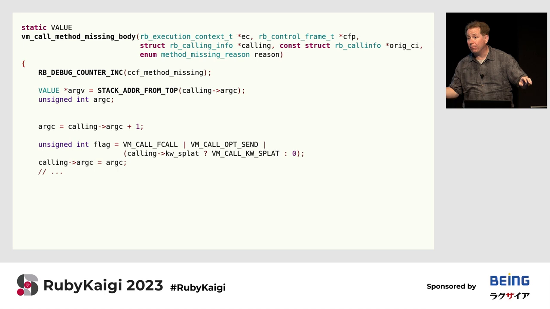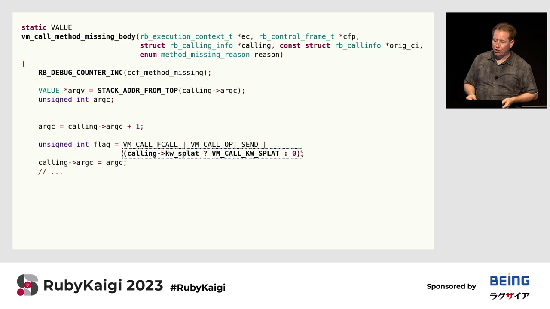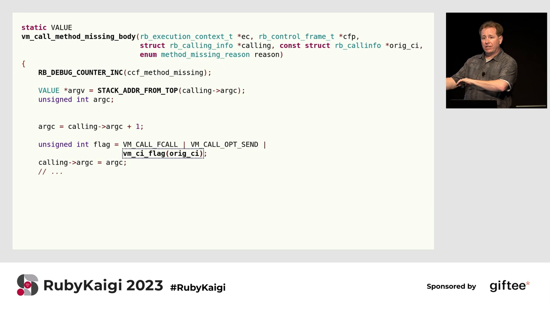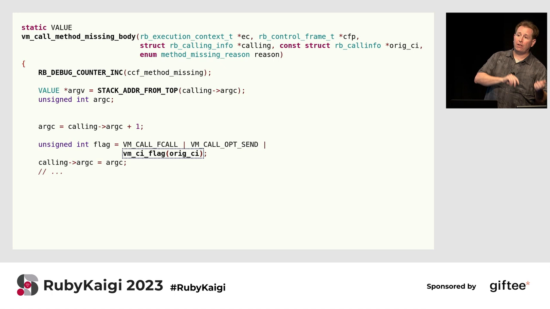So the calling flags include information about whether the call includes an argument splat or keyword arguments. Since caller setup arg was used previously, new calling flags were created. However, when removing the caller setup arg function call, you can just copy the calling flags from the original method call that resulted in the method missing, and that fixes the issue.